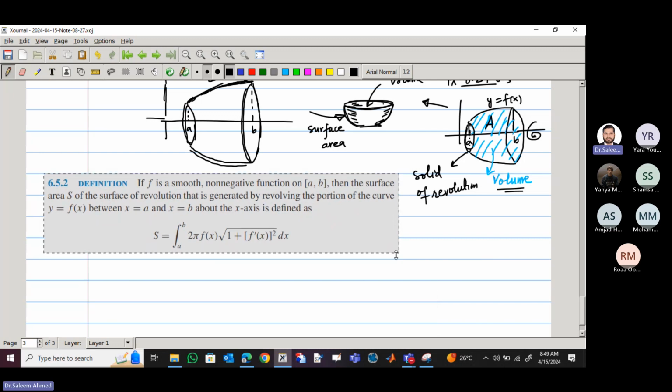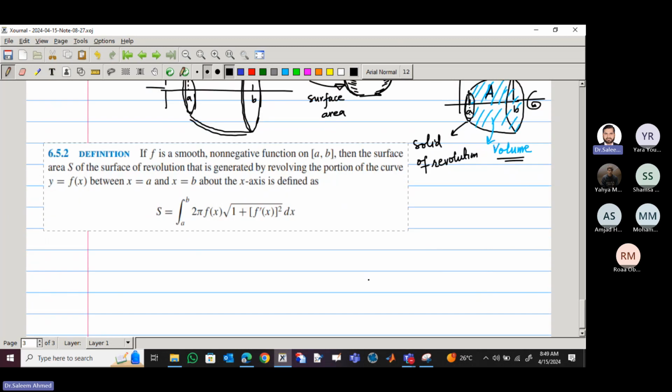So this is basically our formula. f is a smooth, non-negative curve, above the x-axis. Then the surface S generated by revolving the portion of the curve y is equal to f(x) between a and b is given by 2 pi f(x), and this is the length of the curve.